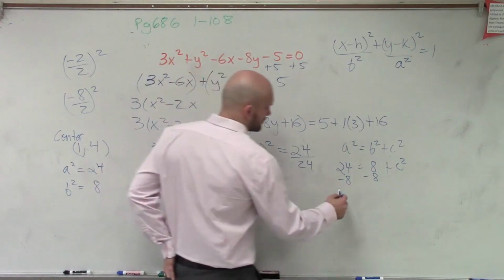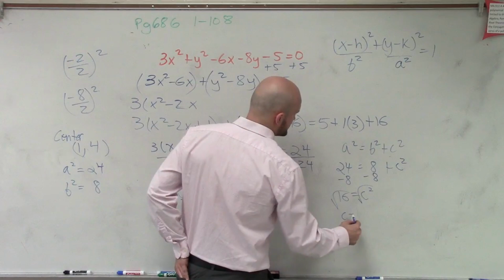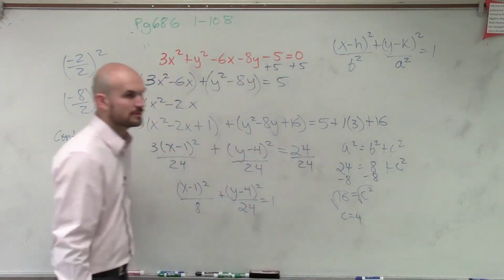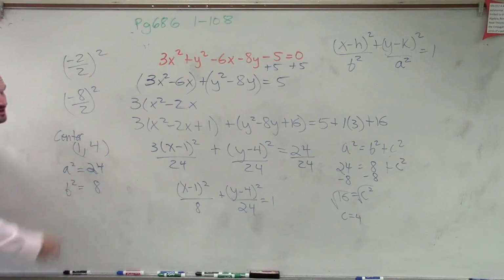What are you looking at? 16 equals c squared. Take the square root. C equals 4. OK? So a squared, this is going to be a decimal, right?